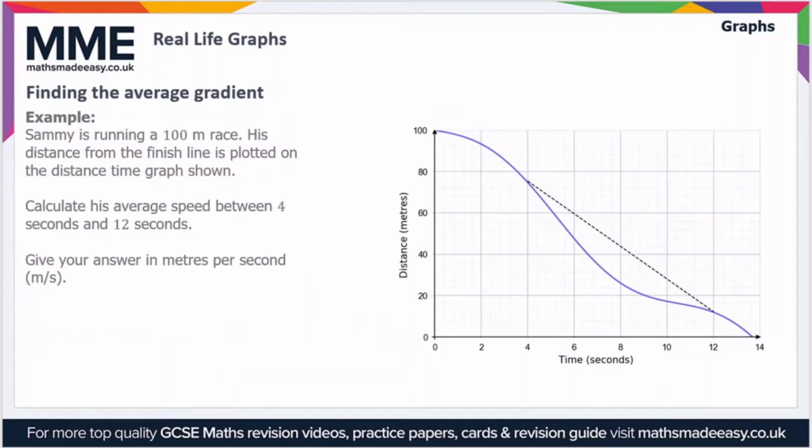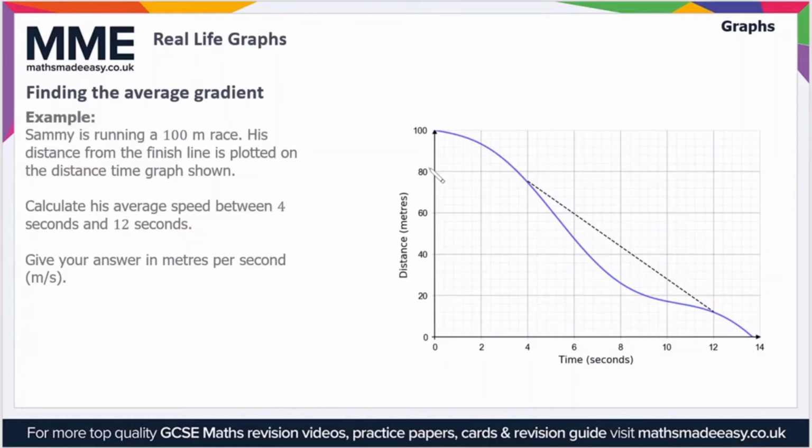If we move on then, let's have a look at some example questions. So the first example then, Sammy is running a 100-metre race. His distance from the finish line is plotted on the distance time graph shown. Calculate his average speed between 4 seconds and 12 seconds, give your answer in metres per second.